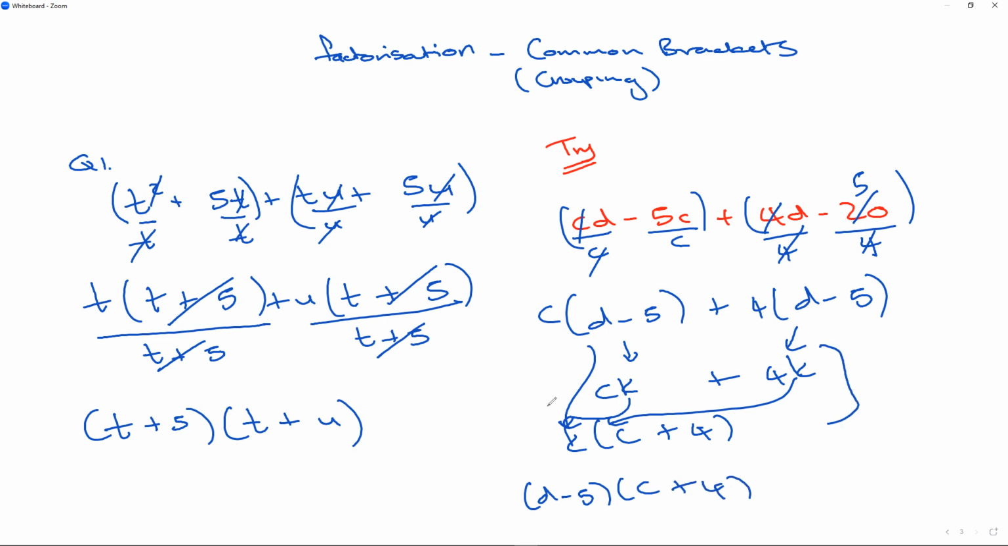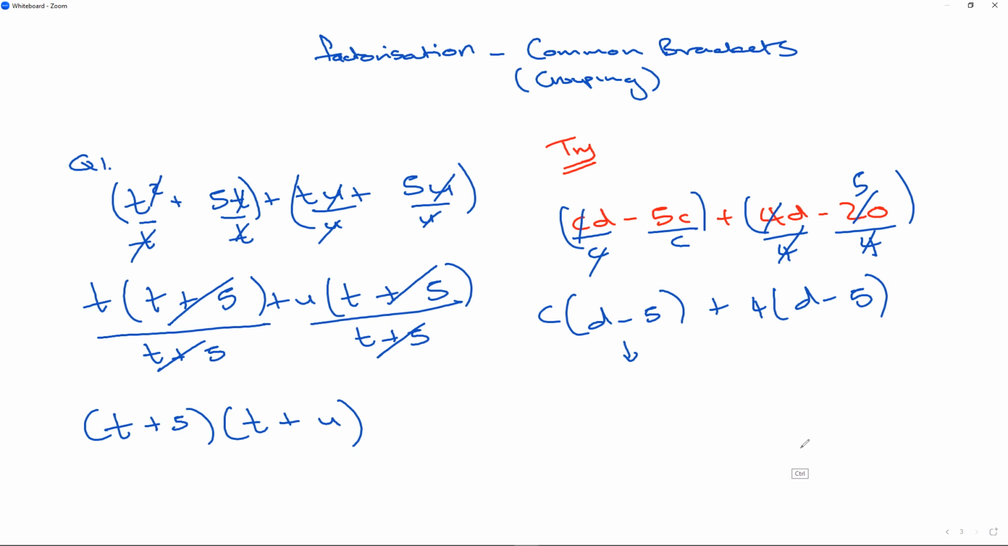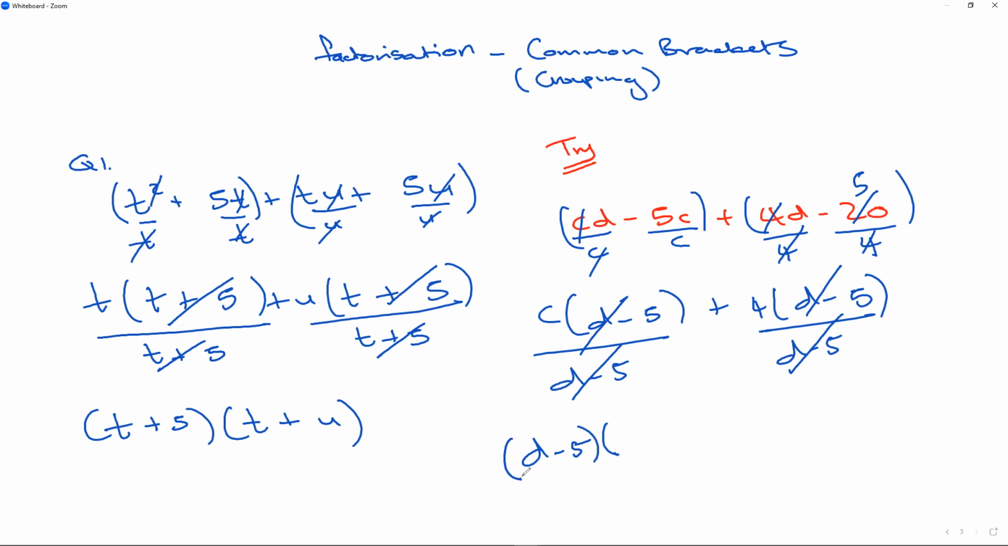I could use the K method. This is called the K method. The K method is the method of substitution, which basically says if you've got something that's common in any expression, you could replace it with the letter K temporarily, and then at the end replace it back. If I don't use the K method, I can simply just divide each term by D minus 5. So take that out as a common factor, keep it in the bracket, and then you'll be left with C plus 4.